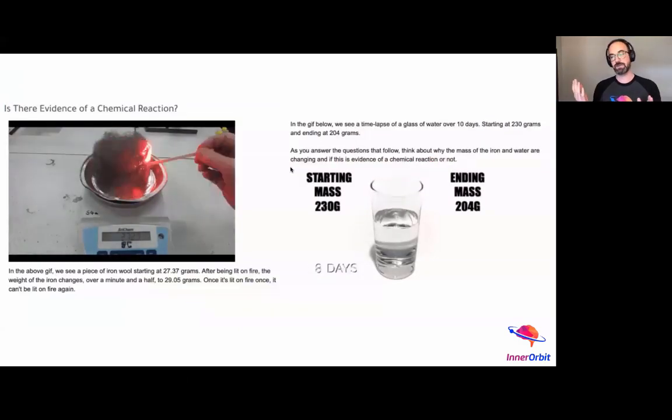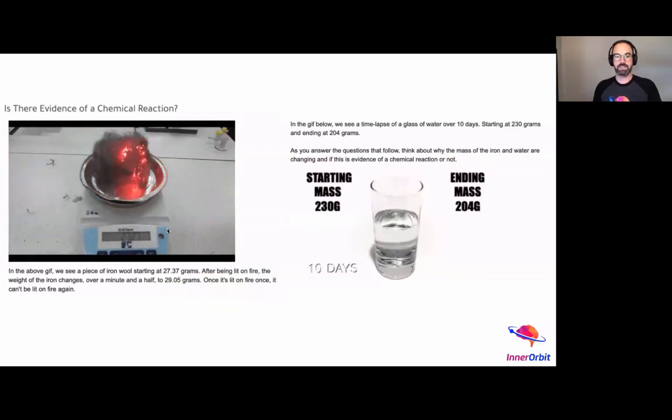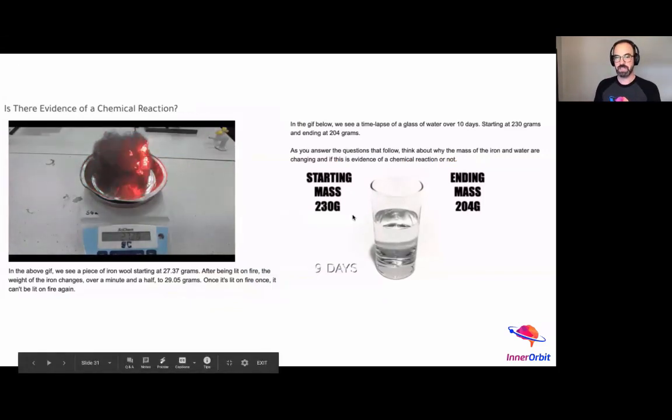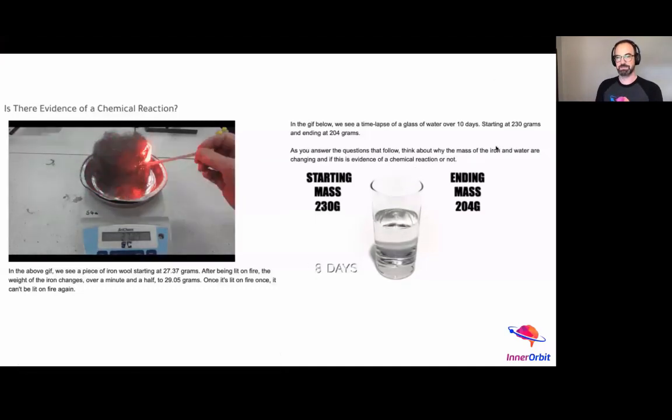Let's look at a second phenomenon as well to see how we wrote a cluster around this. So this is a chemical reaction phenomenon. Is there evidence of a chemical reaction? Both of these are middle school phenomena, and these are middle school clusters of questions. So in the above GIF, we see a piece of iron. It's gaining mass as it burns. And in the GIF on the right-hand side, there's a time lapse of water over 10 days, and it also changes in mass.